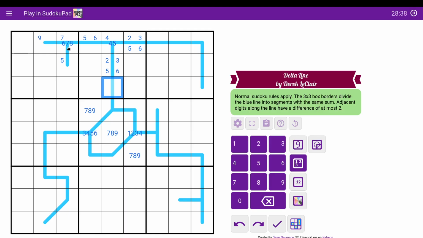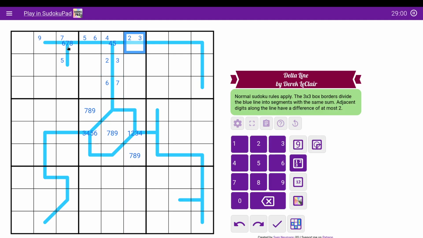If the missing number is 2, then we get 2 3s in the box. If the missing number is 3, we get 2 4s in the box. So we definitely have a 2 3 pair. So that makes this a 5 or a 6, and this is 1 greater. And that's a contradiction, right?